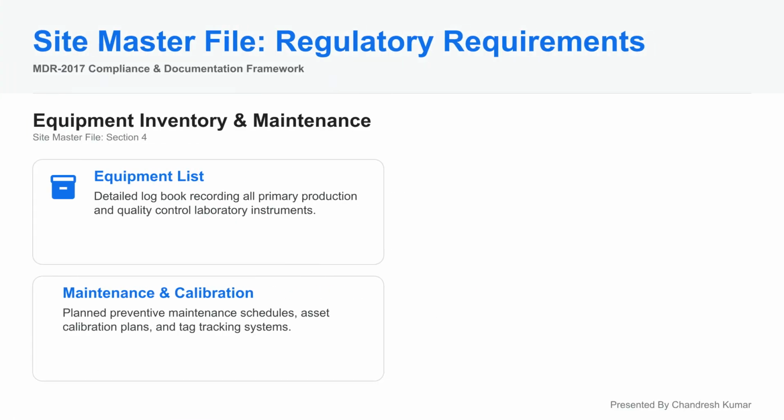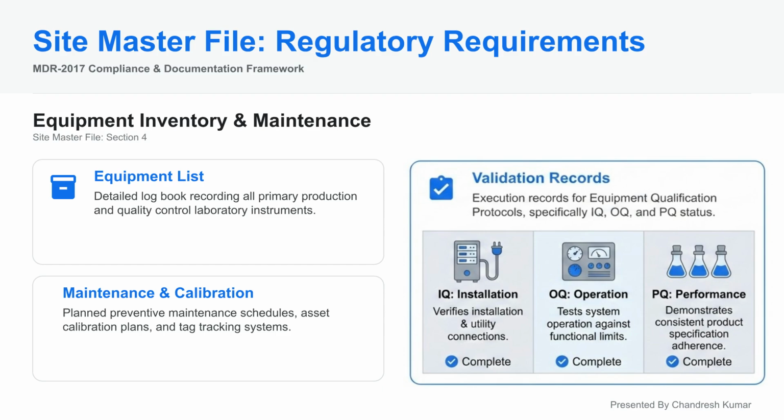Section 4 addresses equipment inventory and maintenance, including the equipment list and maintenance and calibration schedules. Critical validation records cover IQ, OQ, and PQ statuses, ensuring proper installation, operation, and performance.